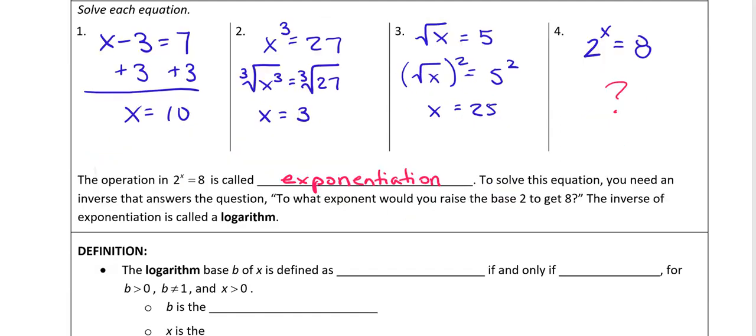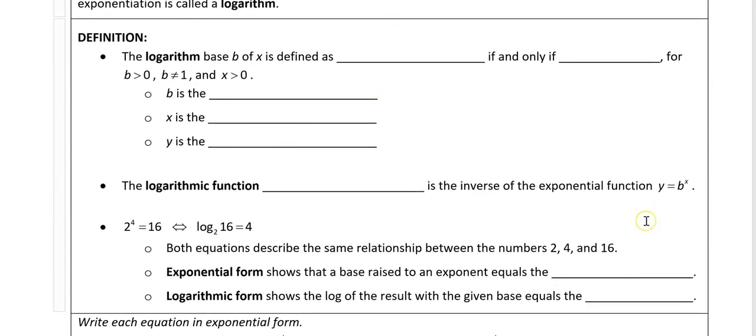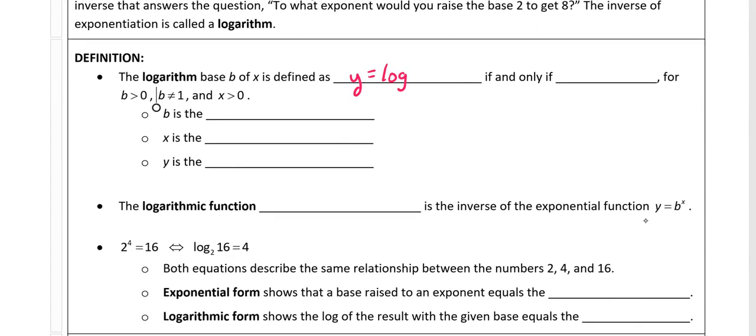Okay, so we are going to formally define a logarithm. The logarithm base b of x is defined as y equals log, with a little b at the bottom, called a subscript, and then x is the same size as the y in the log. So y equals log base b of x if and only if b to the y power equals x. Now this only works if your base is greater than 0 and not 1, and if your x is greater than 0.